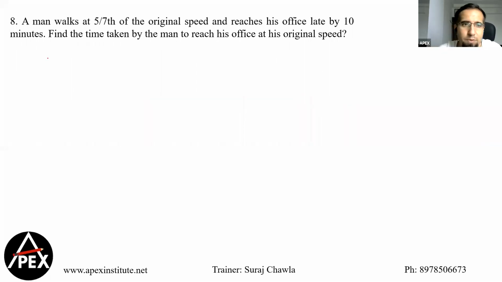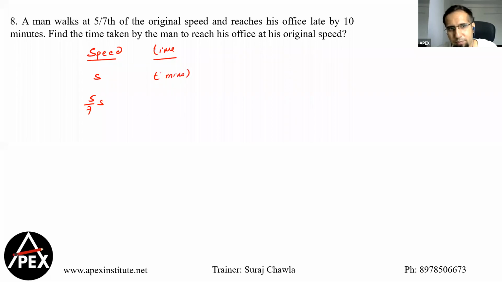Can I say there was a usual speed? Okay. So there was a usual speed, let's say S, and today this guy is traveling at 5/7 of his speed. Clear? And let's say there was a usual time, let's say T minutes. Okay. And today he has been traveling for T plus 10 minutes. Clear? Now, please remember, whenever you come across these kind of questions, it just means that he's traveling the same distance, guys.